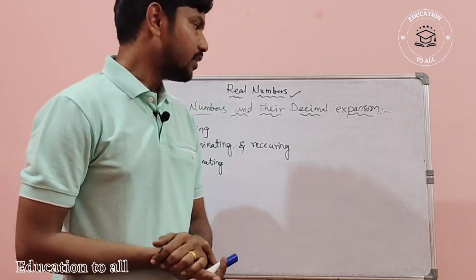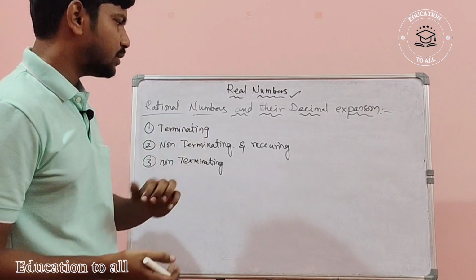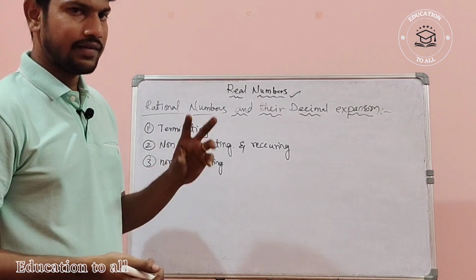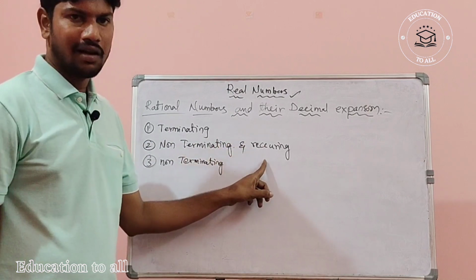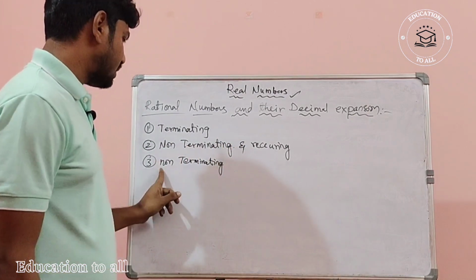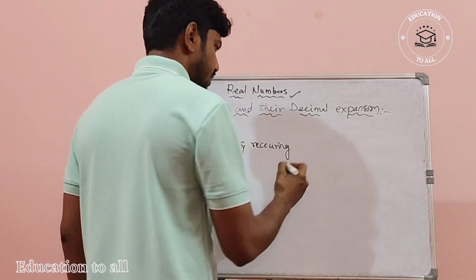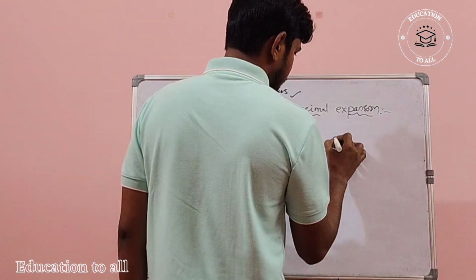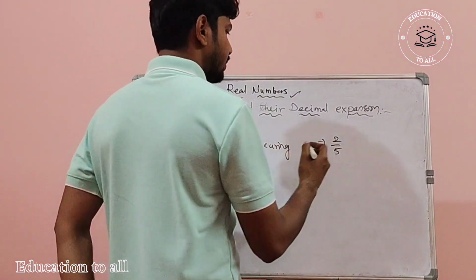Now the last topic: rational numbers and their decimal expansion. The decimal expansion will be divided into 3 categories. One is terminating, second is non-terminating and recurring or repeating, and the third one is non-terminating. So terminating means very simple. Any number which ends, for example 2 by 5. So 2 by 5, how will the decimal expansion end?